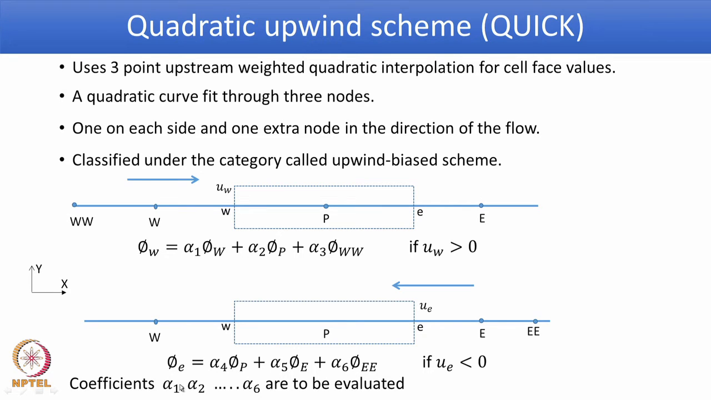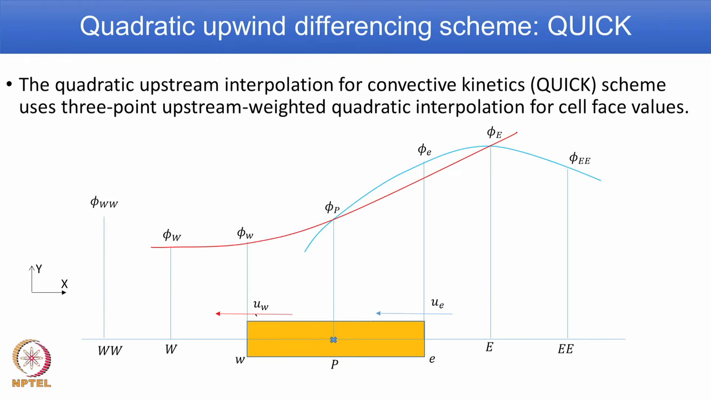Coefficients alpha 1 to alpha 6 are to be evaluated. Let us also have another description. So, here is an example. In this figure, again P is the node of interest, the control volume is constructed around the node of interest, and the coordinate definition is also given as x y as shown here.